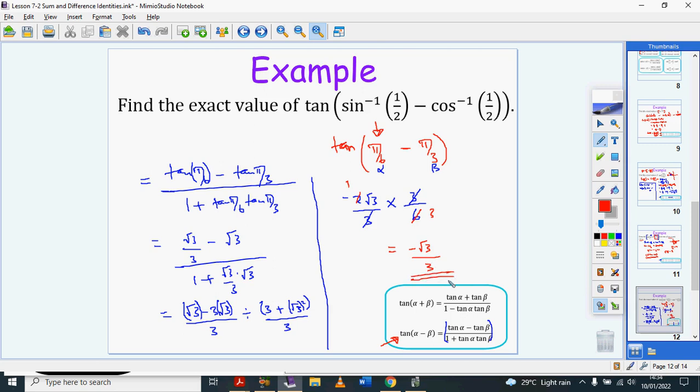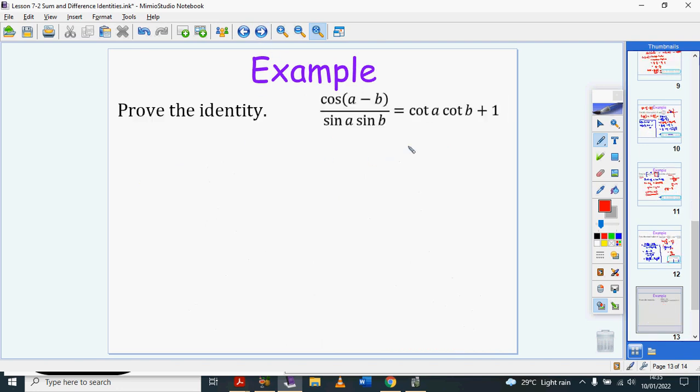So I have simplified, or found the exact value of, this expression without using a calculator at all. You can try this on a calculator to see if you're right, but I'm pretty sure you'll find that the answer is the same. Alright, we can also use these formulas to prove identities. Let's try to see how that works out.